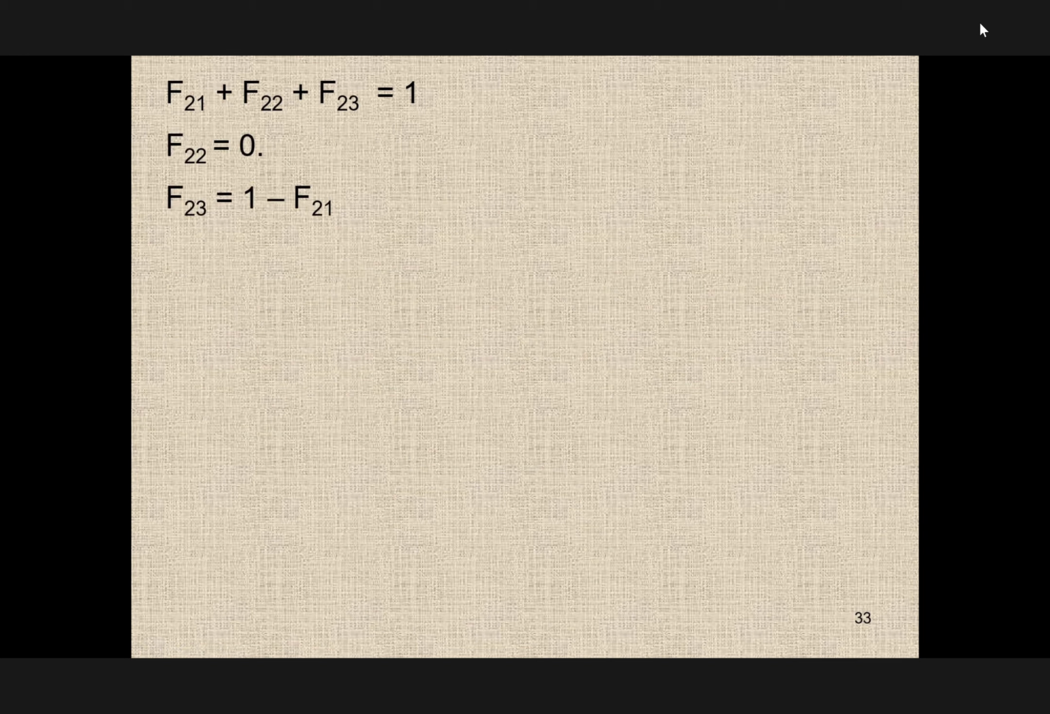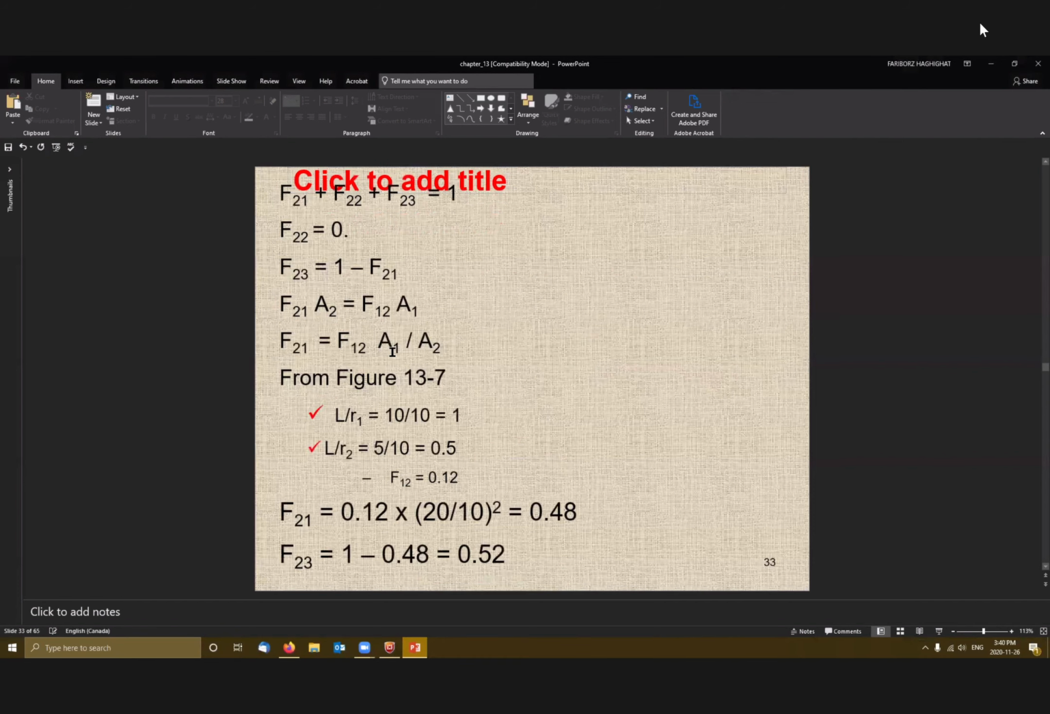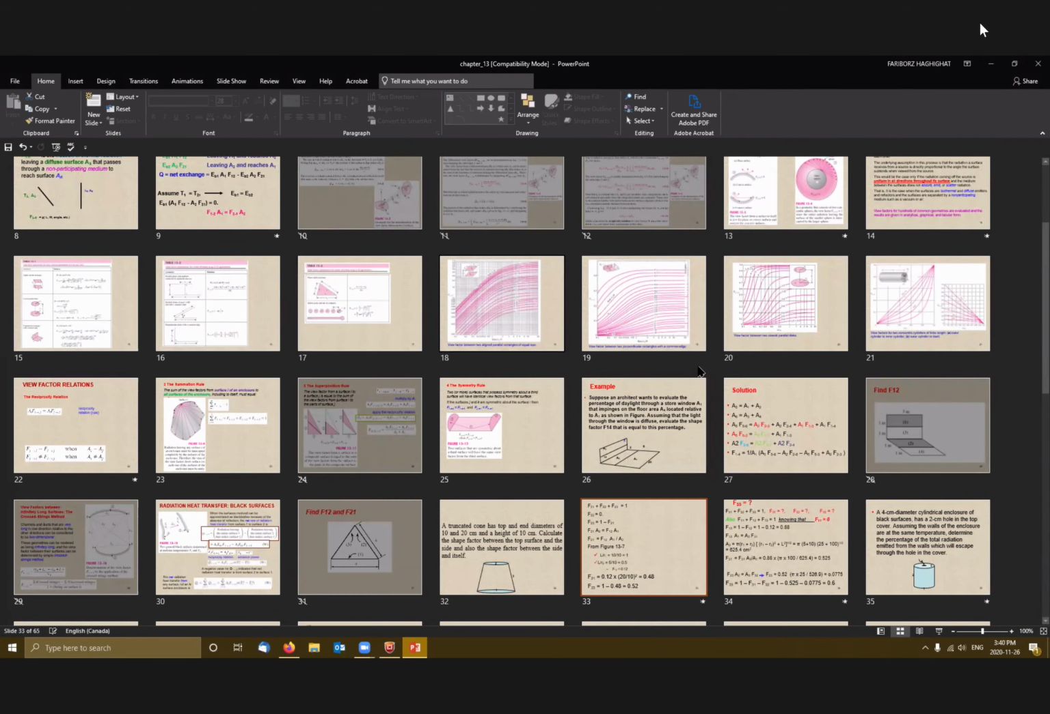If you use the equation at the top, it becomes 1 minus this. Therefore, now you can go back and calculate the shape factor of 2 to 1. And you have the reciprocity rule. And you can calculate this one from the figure because you have the dimensions. Again, that's why we are playing with this expression, not just for the sake of the expression.